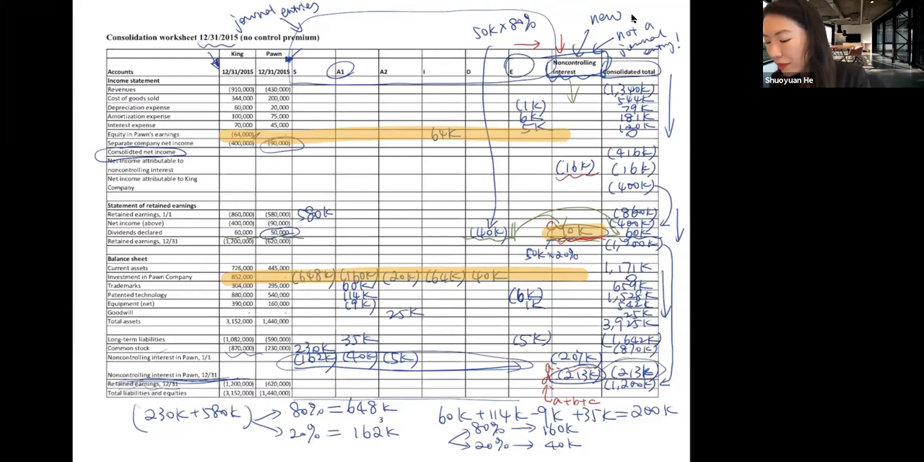And if you sum up the total liability and shareholders' equity, that will give you 3,925,000. So your last check here is that your total assets should be equal to your total liability and shareholders' equity. So this is what is happening on the consolidation worksheet.